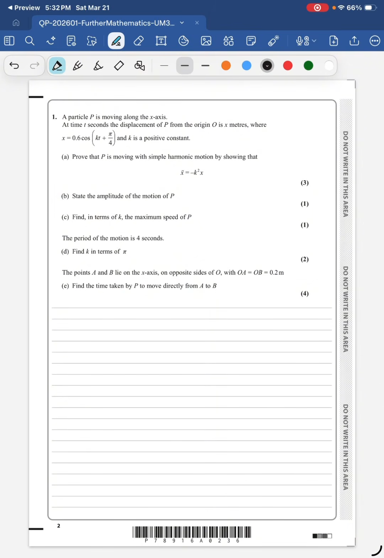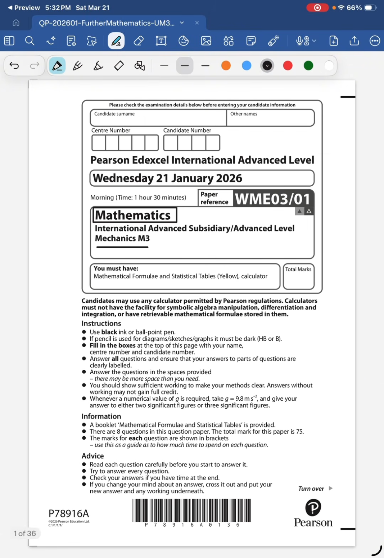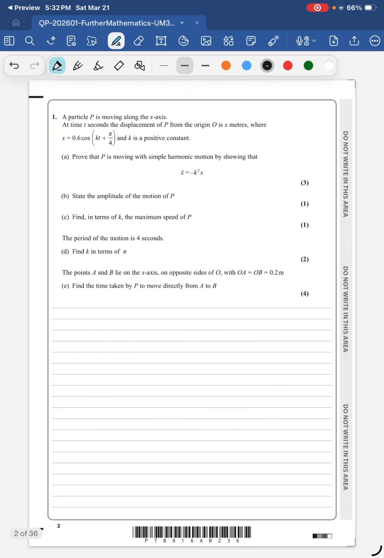Question one, and by the way, from what I saw, this paper takes an hour and 30 minutes, so you only have an hour and 30 minutes to solve. And in this paper, I found 8 problems. I don't know if that's standard or not. Maybe in other papers they have 9 problems. I don't know, but let me know. So let's start.